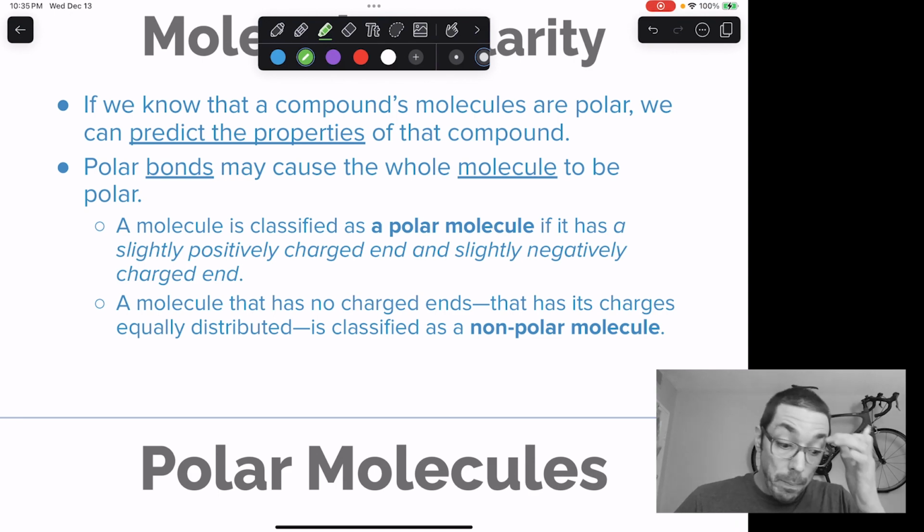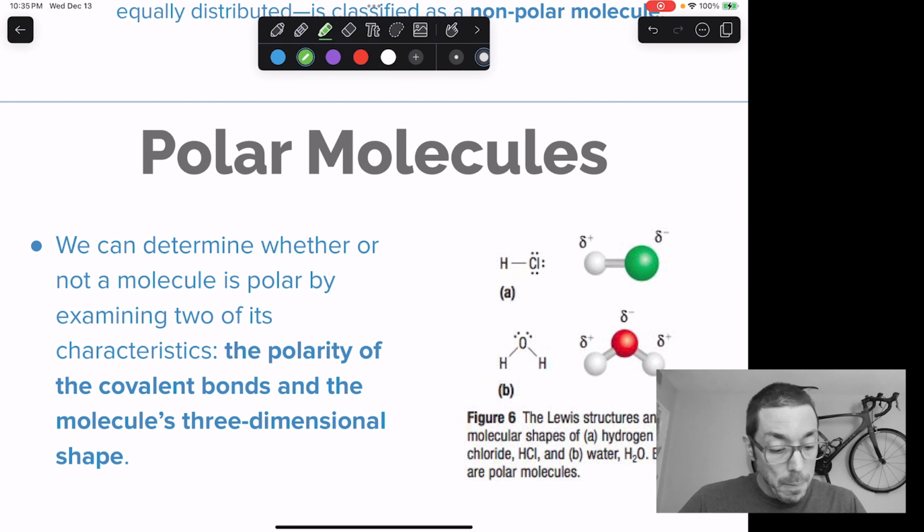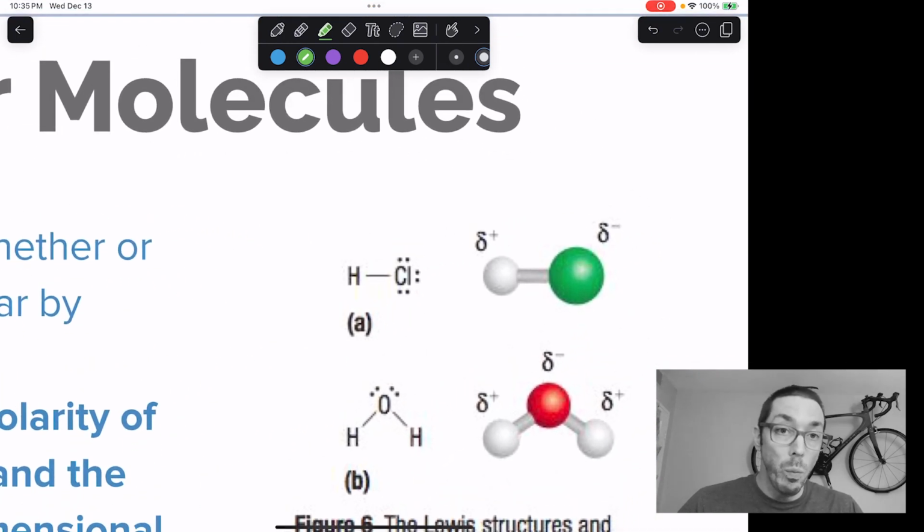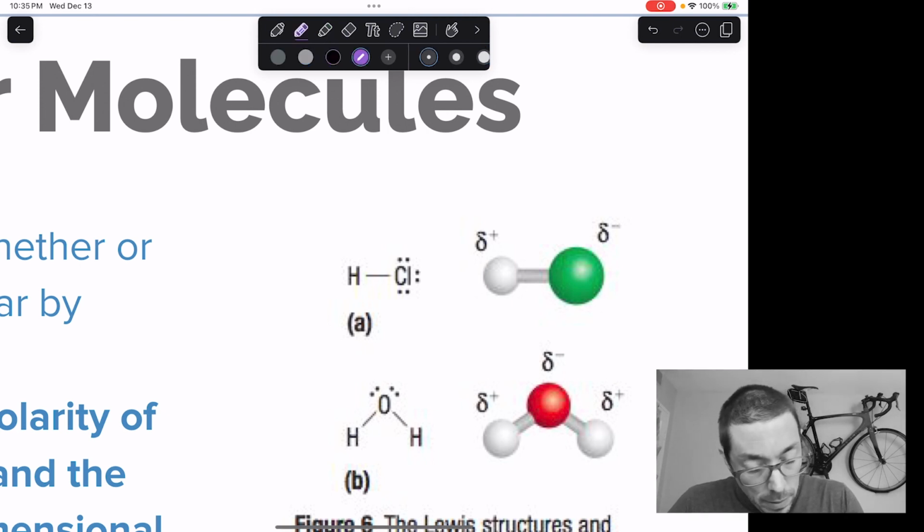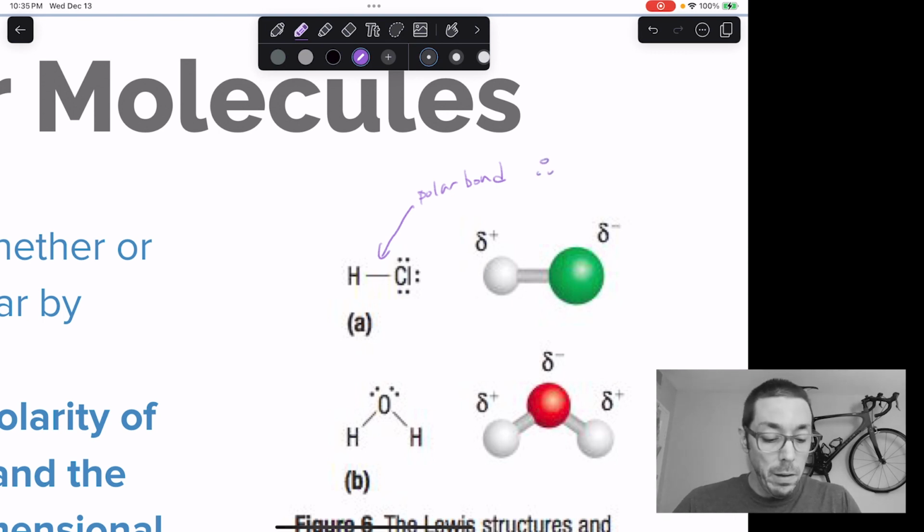Let's look at some examples of polar molecules. HCl is really easy because the molecule itself is made up of only one bond. So all we have to do is analyze that one bond, and then we're analyzing the entire molecule at the same time, right? This is a polar bond. We already know that. And so since the molecule of HCl is made up of just that one bond, it would also be a polar molecule. It has to be.